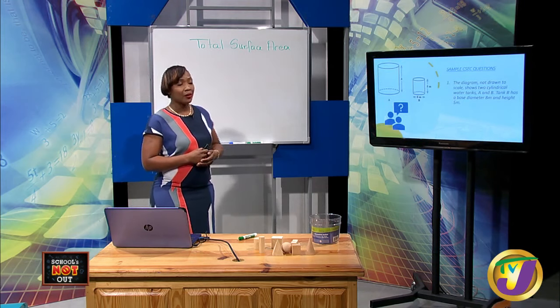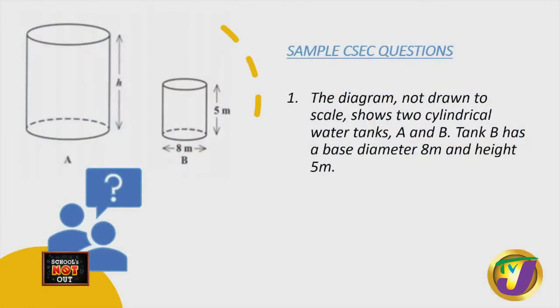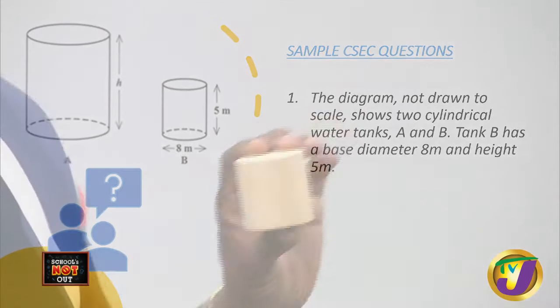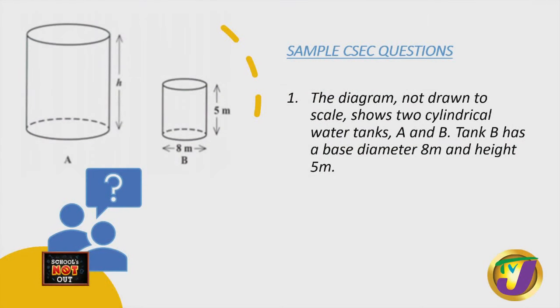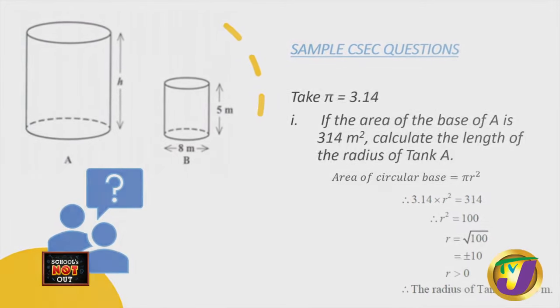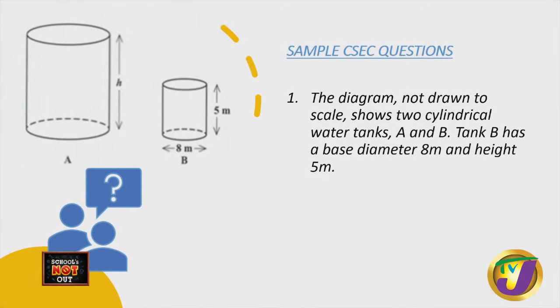Now, this is a sample question from the CSEC curriculum. We have 2 diagrams here, and as you can see, the diagrams are cylindrical. So let's read. The diagram, not drawn to scale, shows 2 cylindrical water tanks, A and B. Tank B has a base diameter of 8 meters and a height of 5 meters. If you were asked to find the total surface area of cylinder B, what would you do?